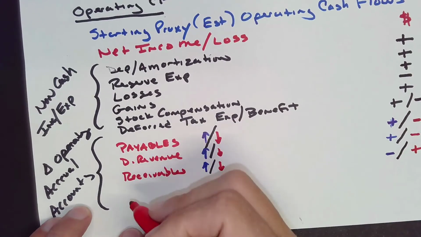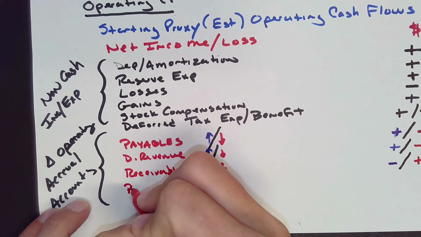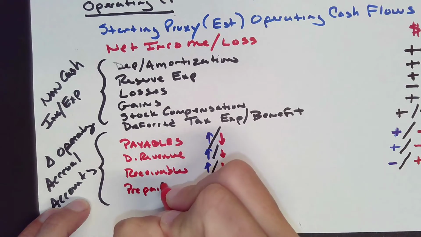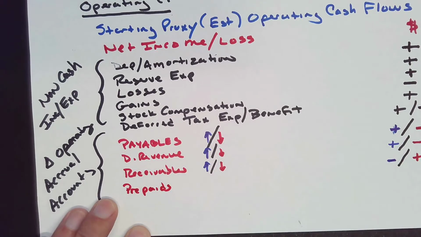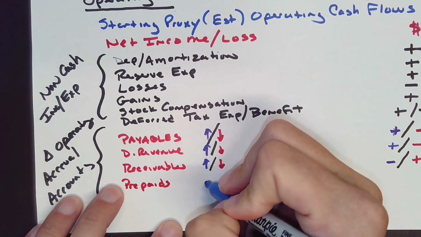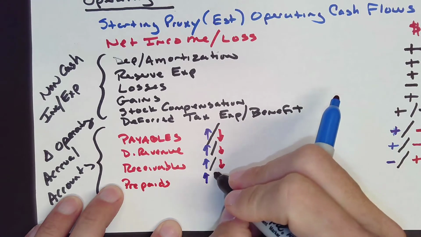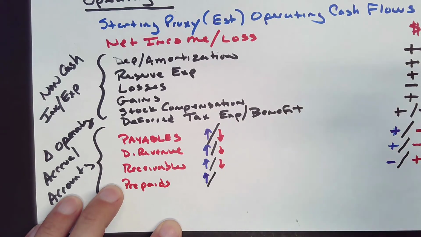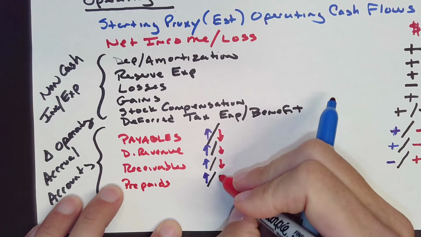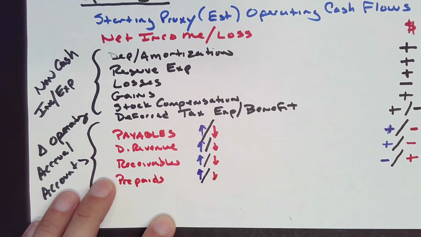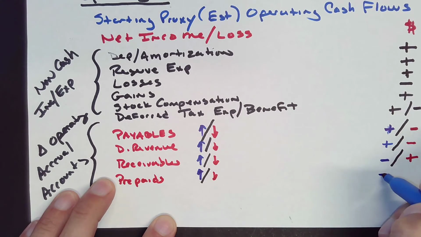And the last one is prepaids. And increase. Decrease. And same behavior.